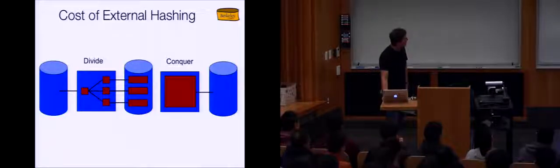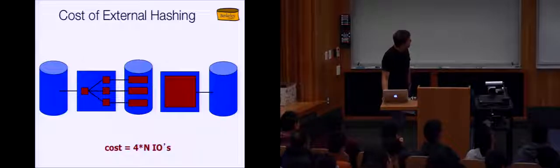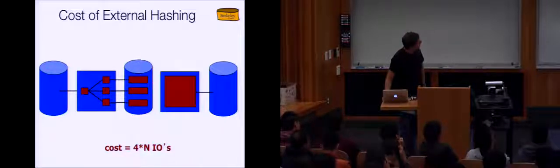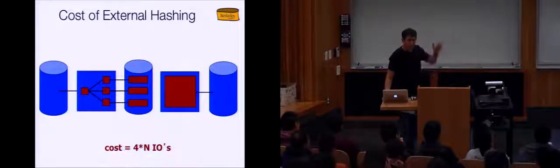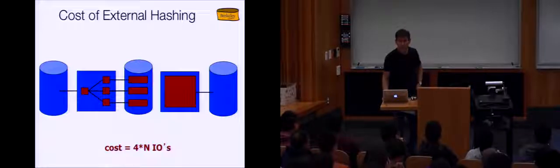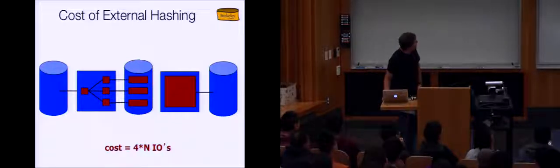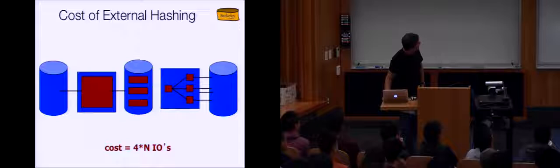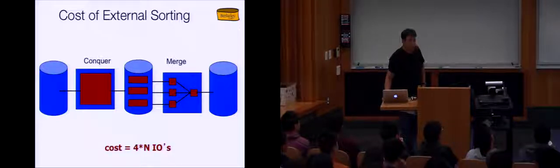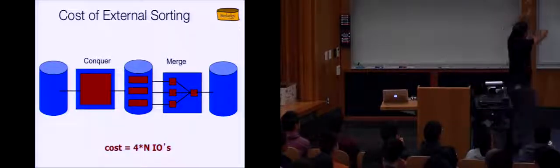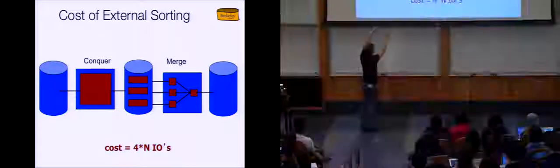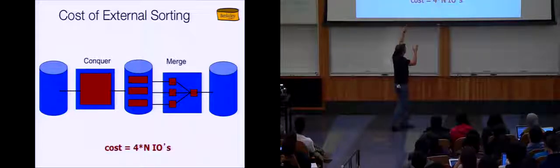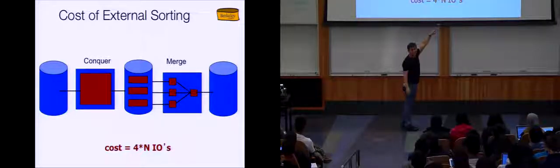Here's the external hashing picture we just looked at. We said it was 4 N I/Os. 2 passes, right? Read write, read write. Well, sorting was 2 passes too. What does the cost of sorting look like in this picture? Sorting actually looks like that. You read in B things, you sort them, you write them. You read in B things, you sort them, you write them, and then you merge B minus 1 things together and write them to the output.